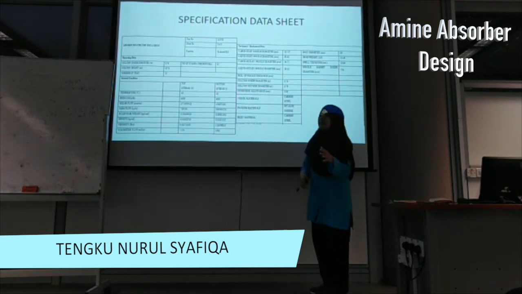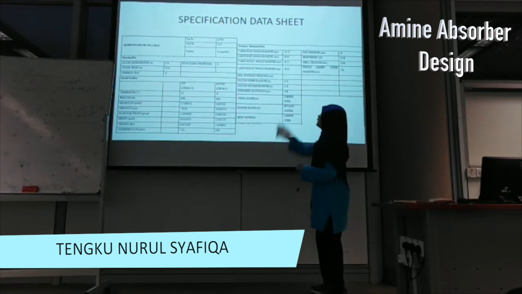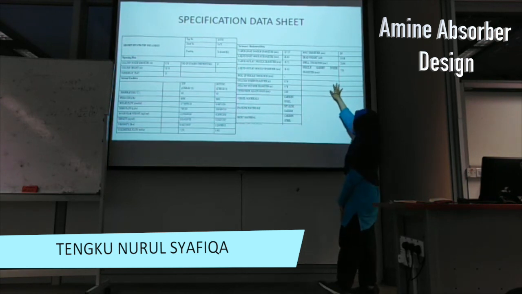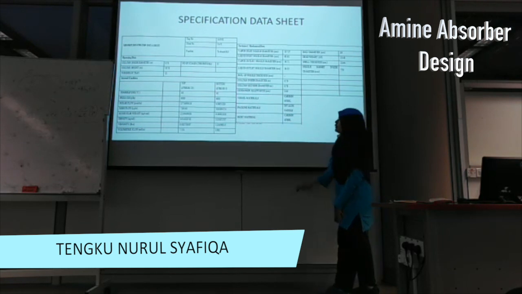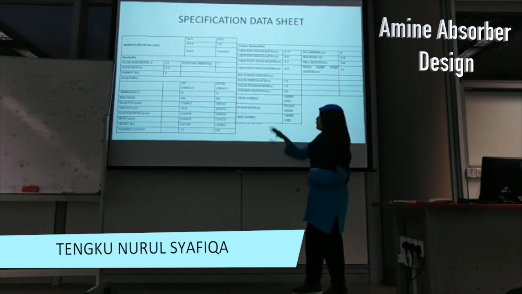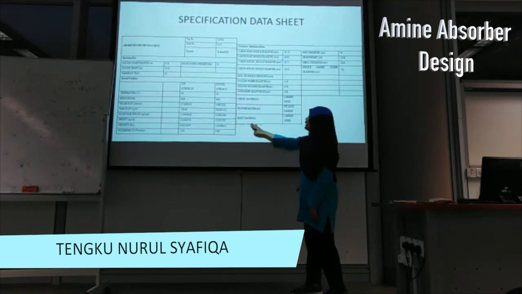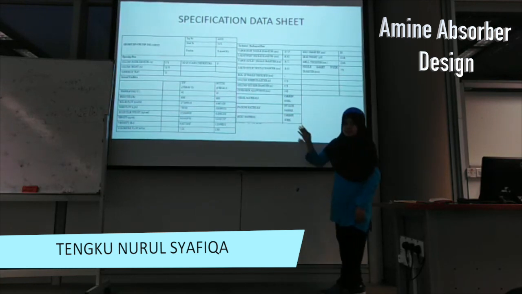So here I have listed all the values, all the nozzle inlet and outlet values, the internal and outside column diameter, the thickness, and also the nozzle diameter, the bore diameter, dead weight. And here I also list down the materials that I use, which for the vessel is carbon steel. For the skirt I also use carbon steel. For packing I use interlock saddles.